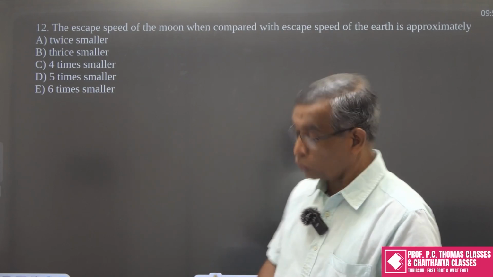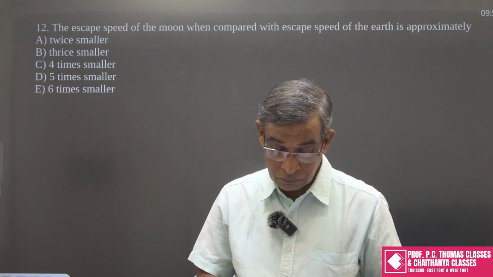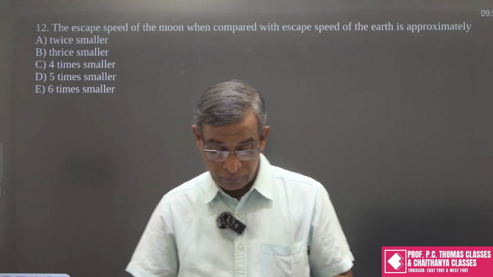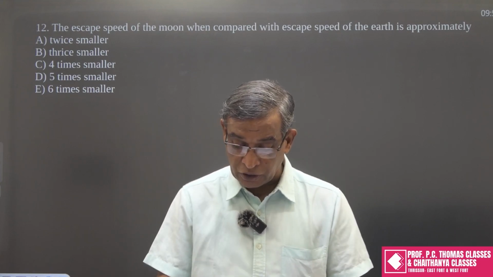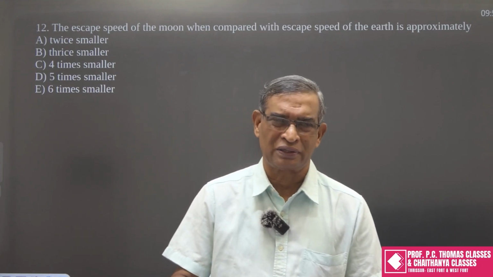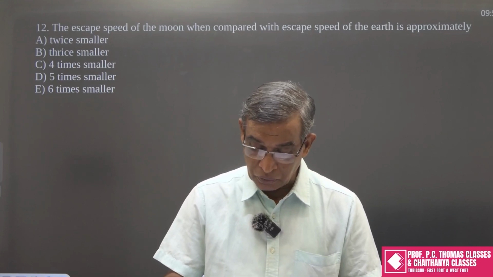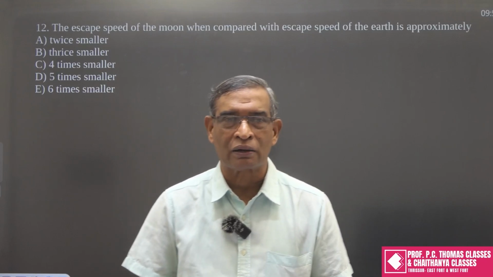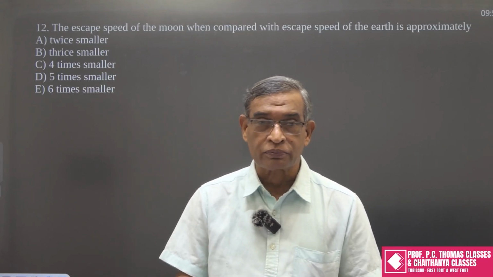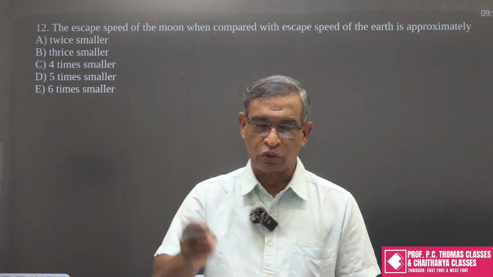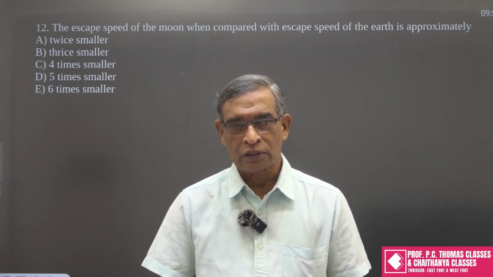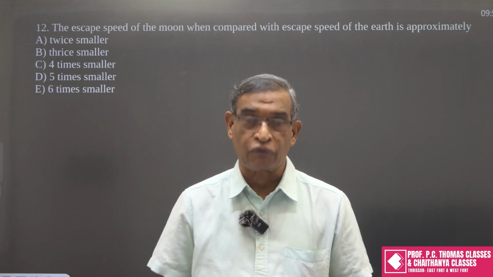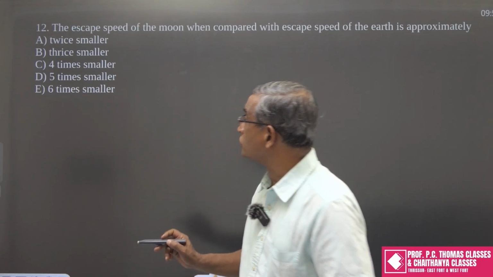The escape speed of moon when compared with the escape speed of Earth is approximately. Knowledge question. You know, the escape velocity from the surface of Earth is about 11.2, and the escape velocity from the moon surface is about 2.4. Therefore, simply the ratio 11.2 by 2.4. The value is near around 5.